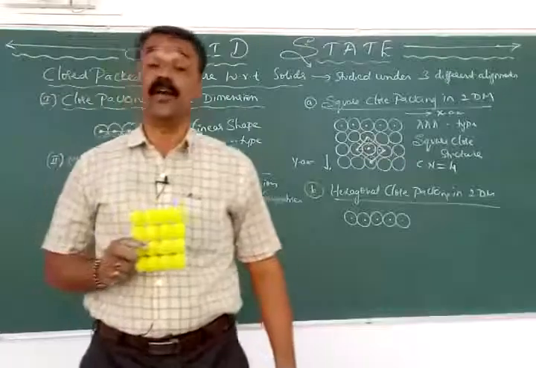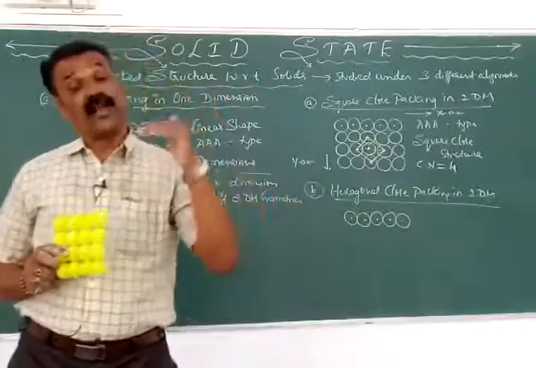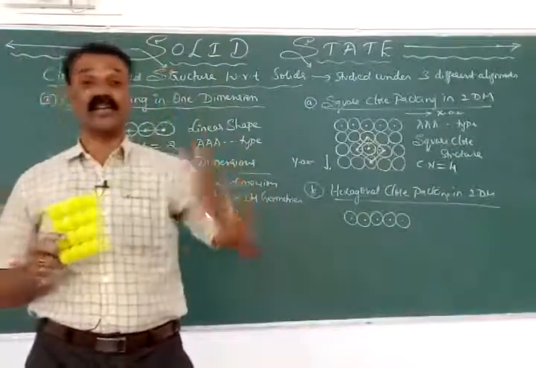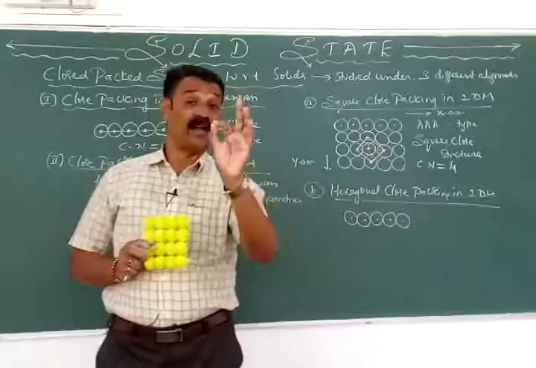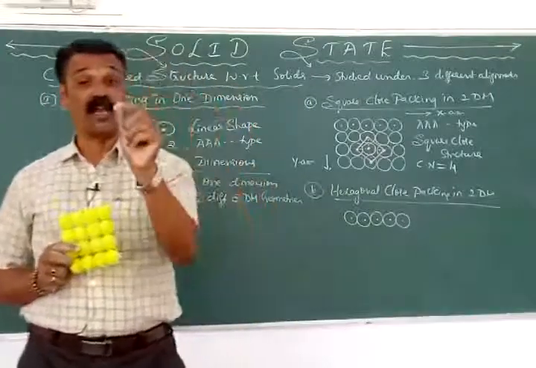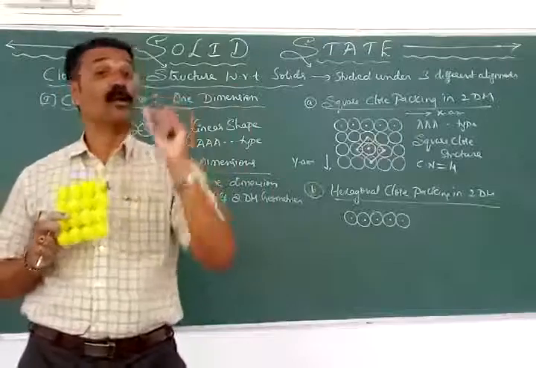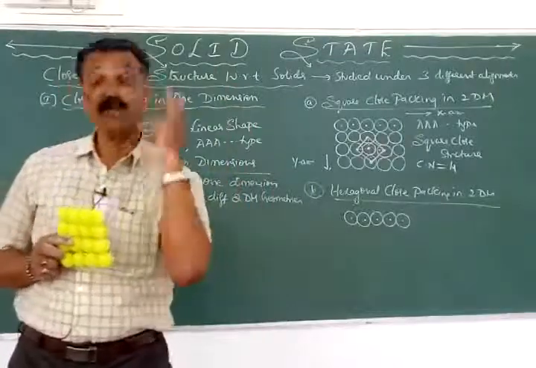What's the meaning of A type here? The first layer, second layer, third layer, fourth layer, whatever it may be, in both the x-axis and the y-axis, it is found to be identical. That is why it is called A type, which has a geometry of square close packing. In what dimension? 2 dimension.